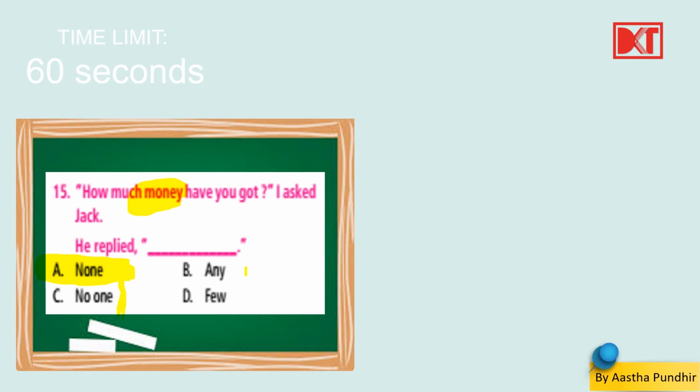Here, any and few, again, both of them don't make sense here. The correct answer is A, none. He replied, none. How much money have you got? None.